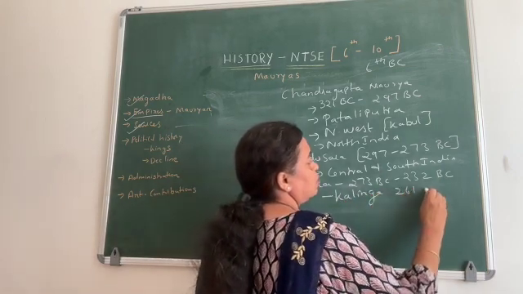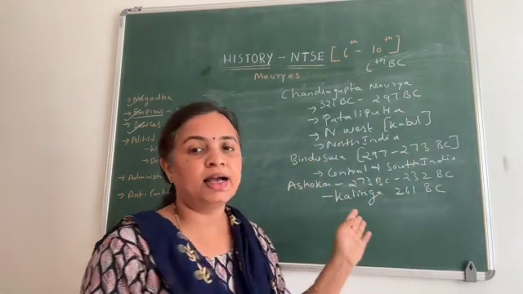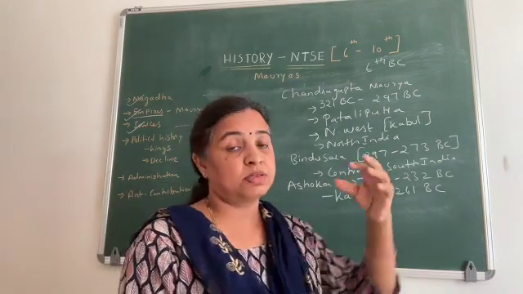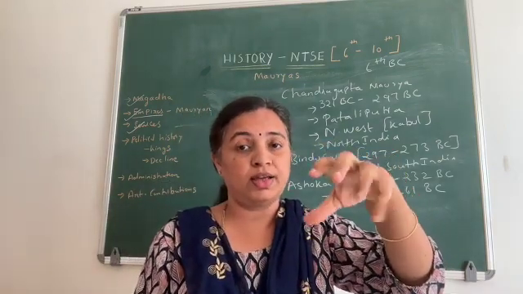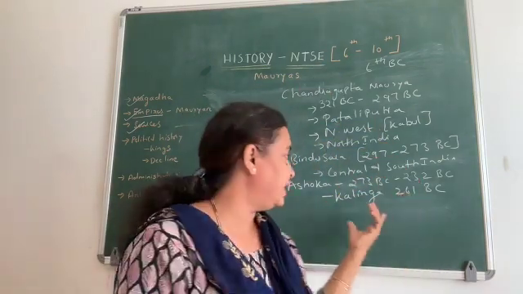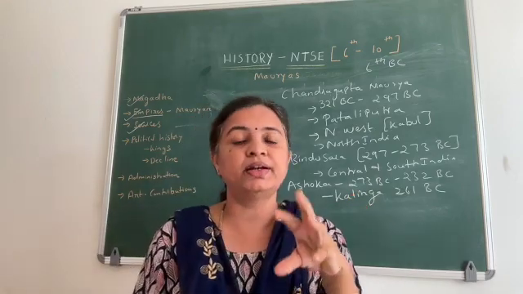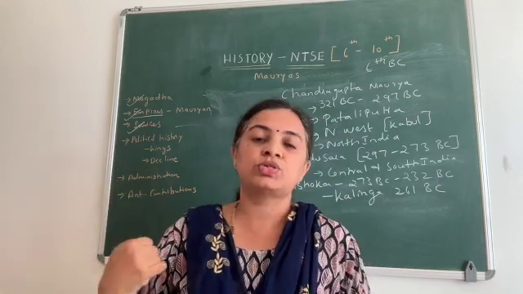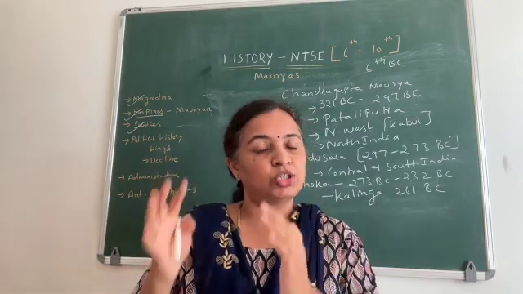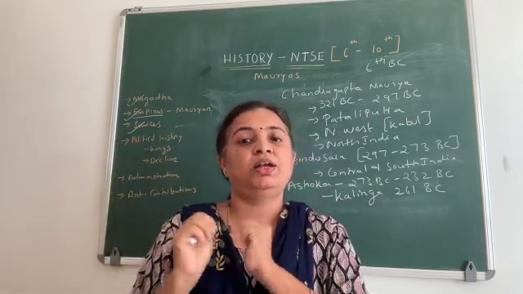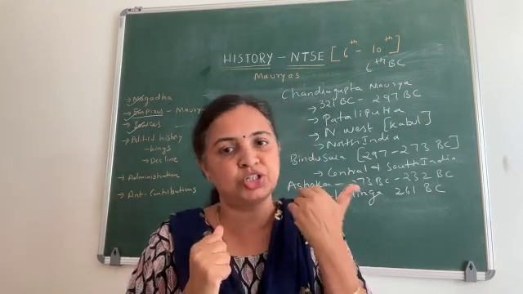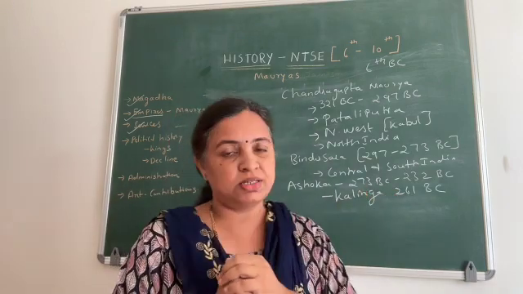This was in 261 BC. Kalinga is your present day Orissa. So near Orissa there was a kingdom called Kalinga Kingdom. It was a very important kingdom. It controlled the trade routes going towards the south. So Ashoka needed that kingdom so that he could control and reach towards South India. So he waged a war in 261 BC.